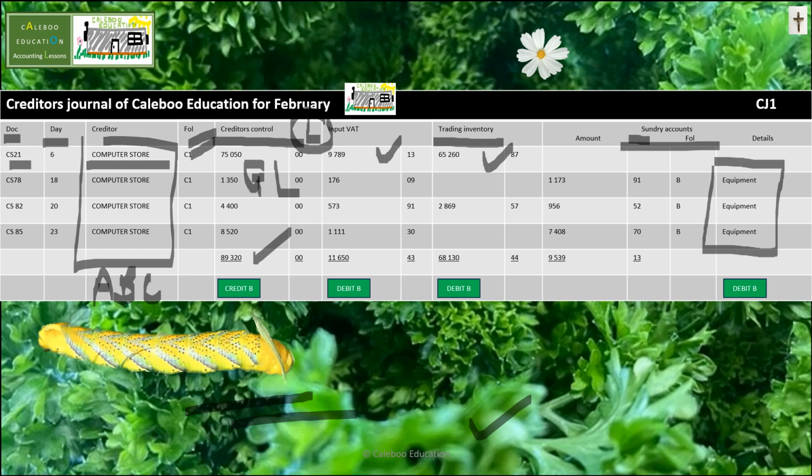So that's the creditor's journal. We're going to go now and take each individual transaction and record the transaction in this journal. I just pointed out here the column headings.